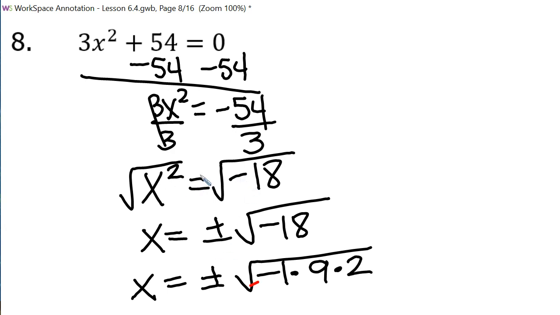Mark out the negative 1. What's the square root of negative 1? i. Mark out the 9. What's the square root of 9? 3. So the answer is x equals plus or minus 3i square root of 2.